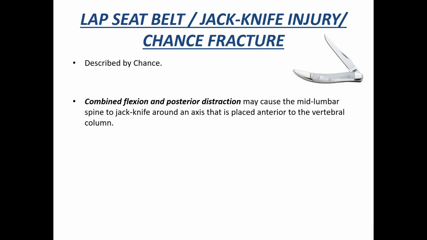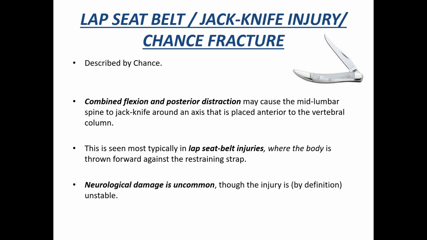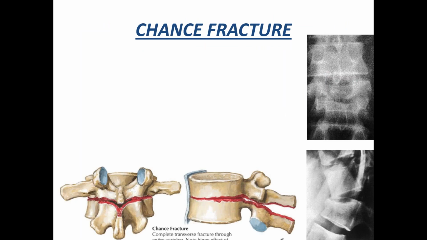Chance fracture, described by Chance: combined flexion and posterior distraction may cause the mid-lumbar spine to jackknife around an axis that is placed anterior to the vertebral column. This is seen mostly in lap seat belt injuries where the body is thrown forward against the restraining strap. Neurological damage is uncommon, though the injury is by definition unstable. We need to fix it; however, the fracture unites well.